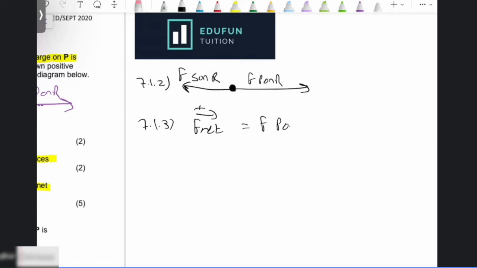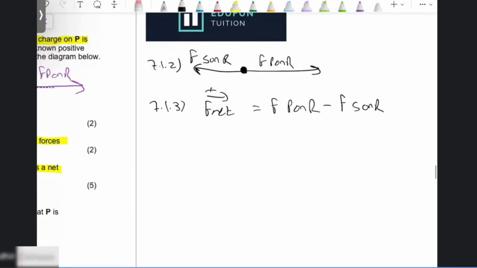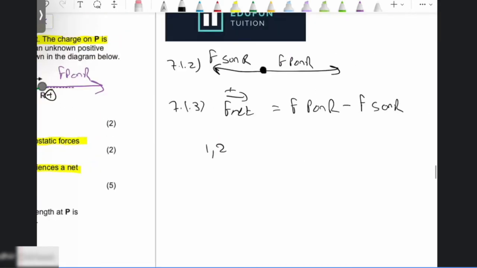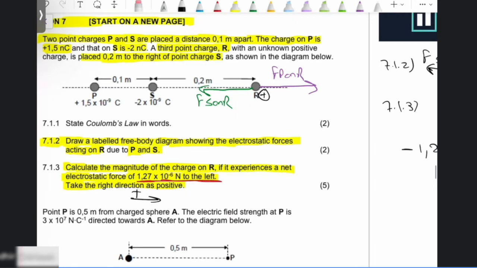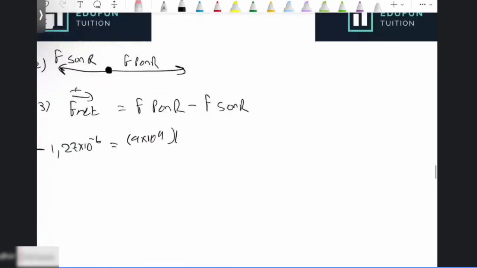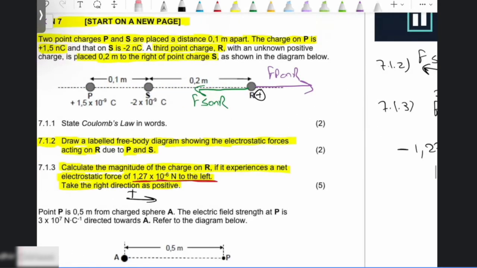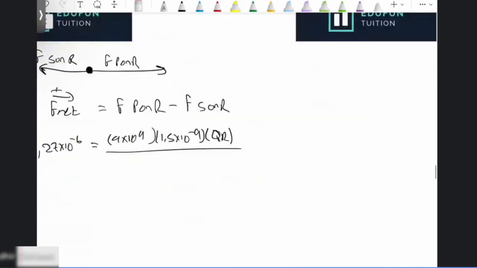It's going to be F of P on R minus F of S on R. And the F net is 1.27 times 10 to the minus 6, but because it's actually going to the left, it must be negative. And now we just need to fill this in. So here we know k is 9 times 10 to the 9. The charge of P is 1.5 times 10 to the minus 9. The charge of R is still unknown. And the distance from P to R is 0.3 meters, because 0.1 plus 0.2 gives 0.3 meters total.